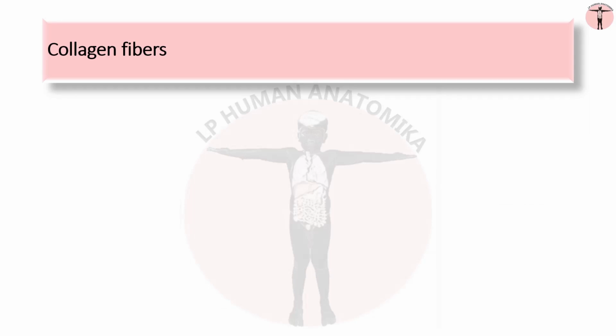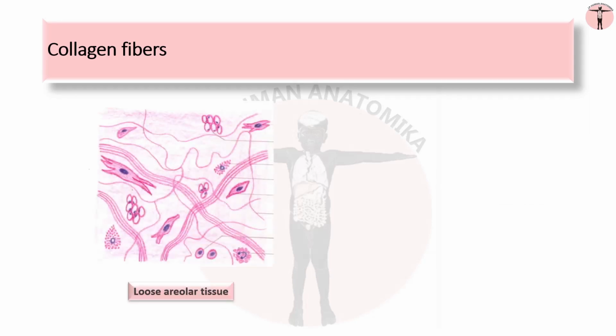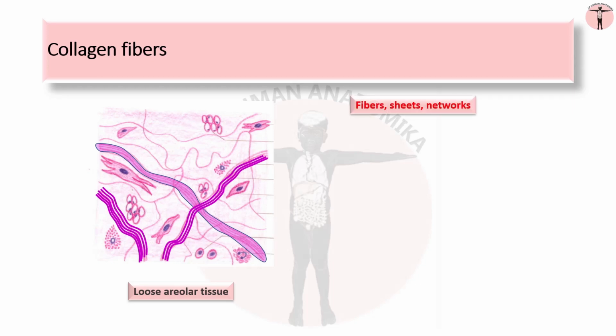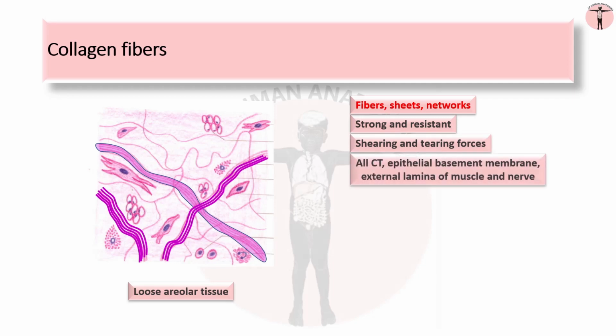To start with collagen fibers, this is a spread of loose areolar tissue in which bundles of collagen fibers are observed. The various fibers, sheets and networks made of collagen are all extremely strong and resistant to normal shearing and tearing forces. It is the key element of all connective tissue, epithelial basement membranes, and external lamina of muscle and nerve cells. It is most abundant in the body, representing 30% of dry weight.